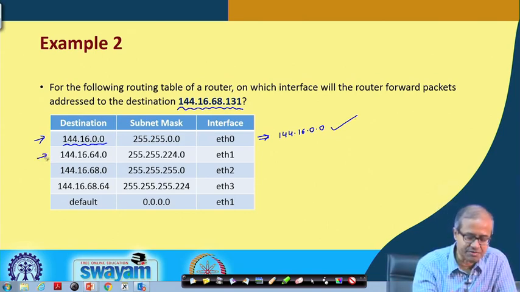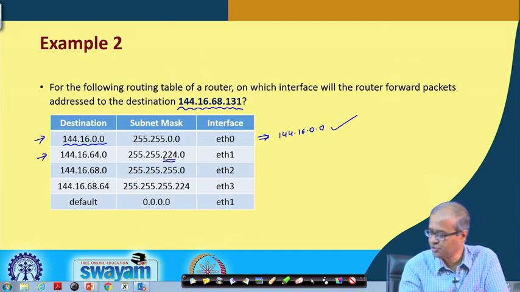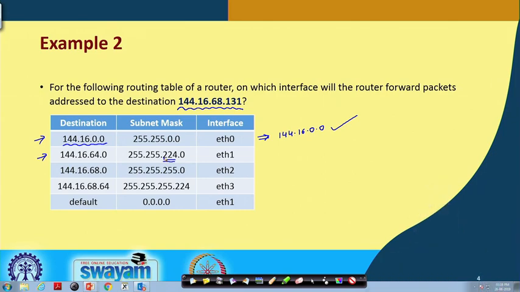Let us look at the second one. For the second one, you see the third byte of the mask is 224. Now, actually what is 224? 224 is nothing but 111 followed by 5 zeros. This is 224. So, you will be doing a bit by bit ANDing of 68 with 224. What is 68? 68 if you convert to binary, it will be 0100 0100, 64 and 4, 68.